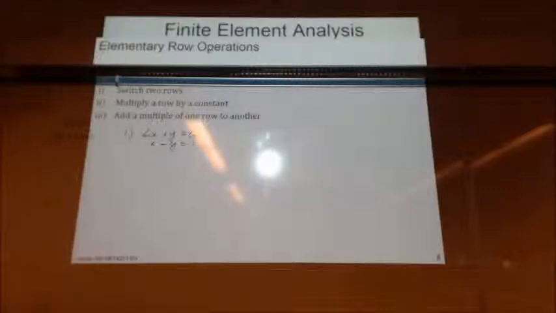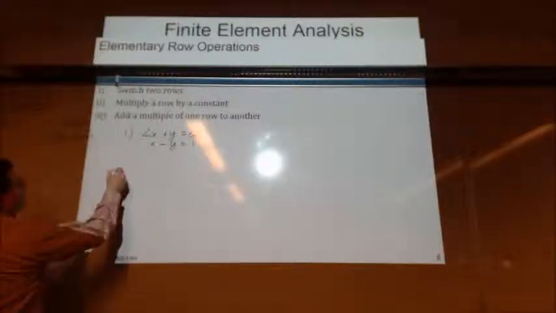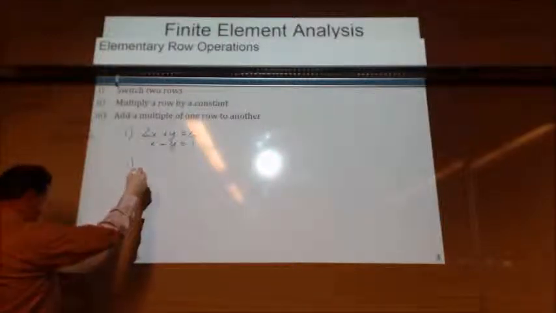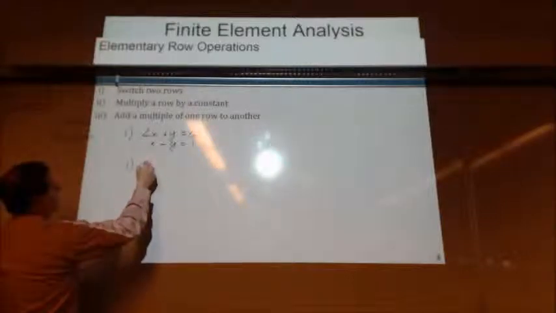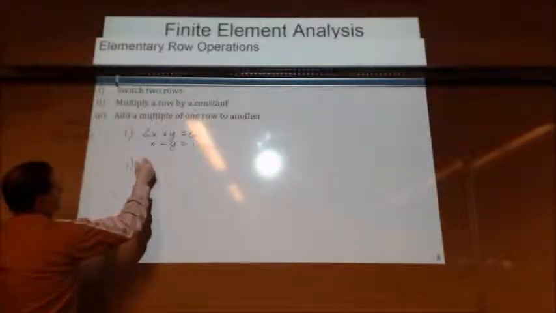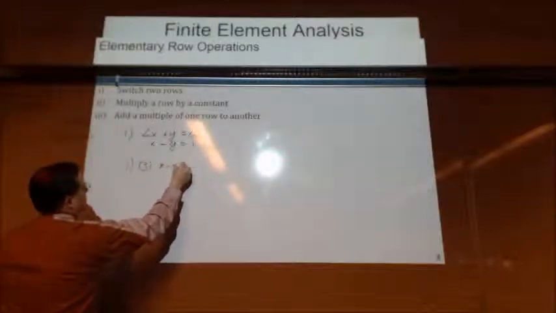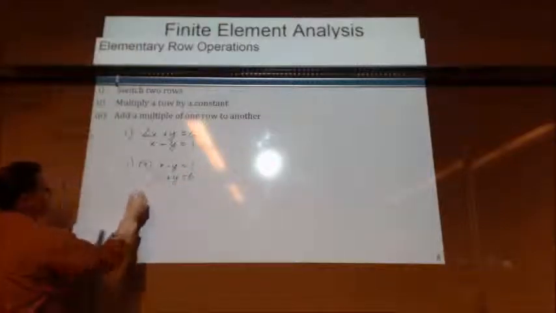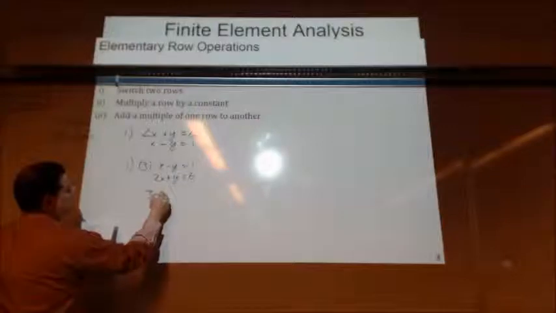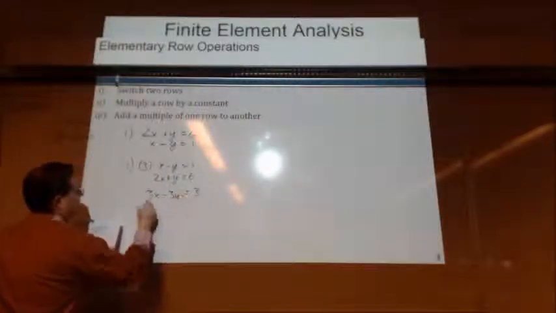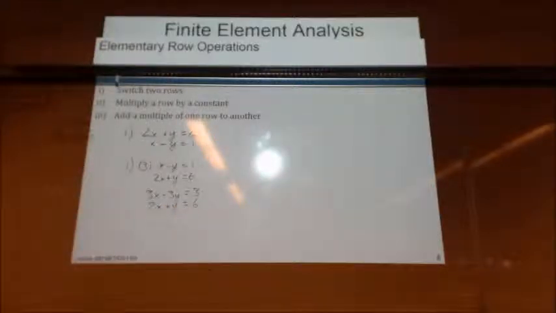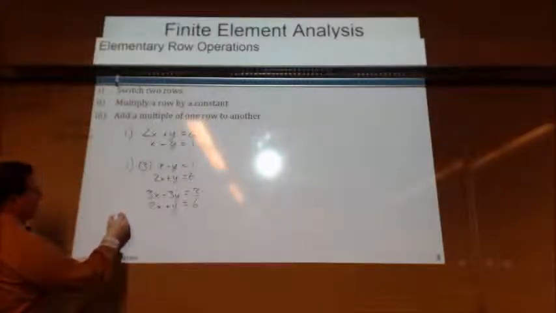That's all we're doing, switching 2 rows. Okay, if we say that we want to multiply one row by a constant, so if we go back to our original order and we say 3 times x minus y equals 1, that'll become 3x minus 3y equals 3, 2x plus y equals 6. So there's our equivalent rows.